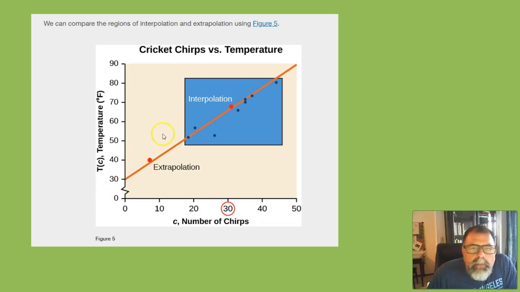The book has this nice figure just to kind of help you understand interpolation. So here's the point 30, 70, and you can see that's within the data set. So that's interpolation. And then this point would be like 8, 40. And you see that's outside the data set. So that would be extrapolation. So hopefully that picture kind of makes it clear.